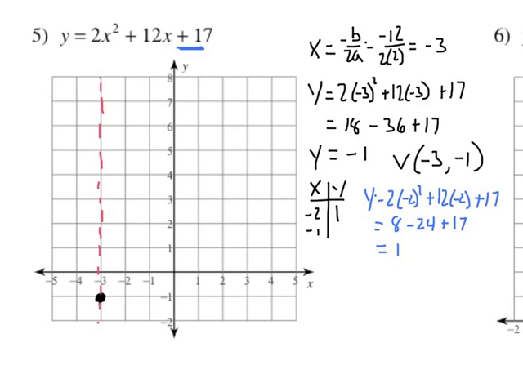Okay. Let's see then. Let's plug in negative 1 for x. y equals 2 times negative 1 squared plus 12 times negative 1 plus 17. So this gives us 2 minus 12 plus 17. What do we get? 7. So there's our two coordinates. We go negative 2, positive 1. We go negative 1, positive 7. And again, we mirror those 2 points to the other side of the axis of symmetry.